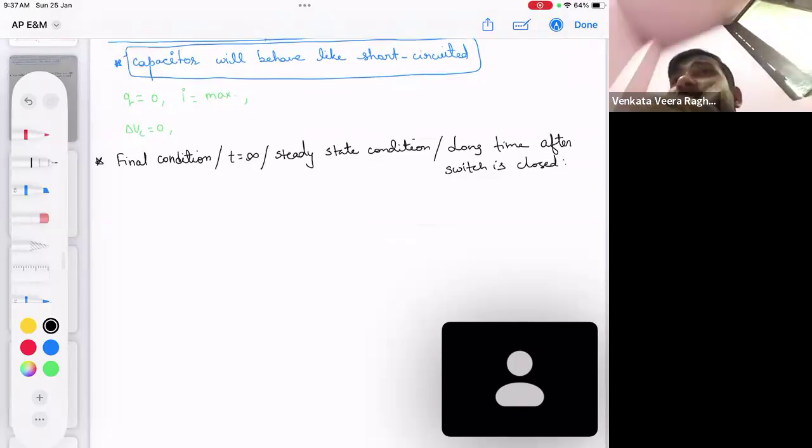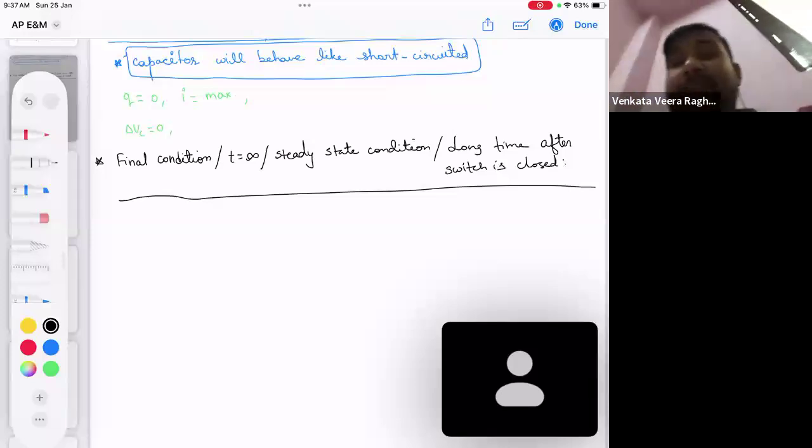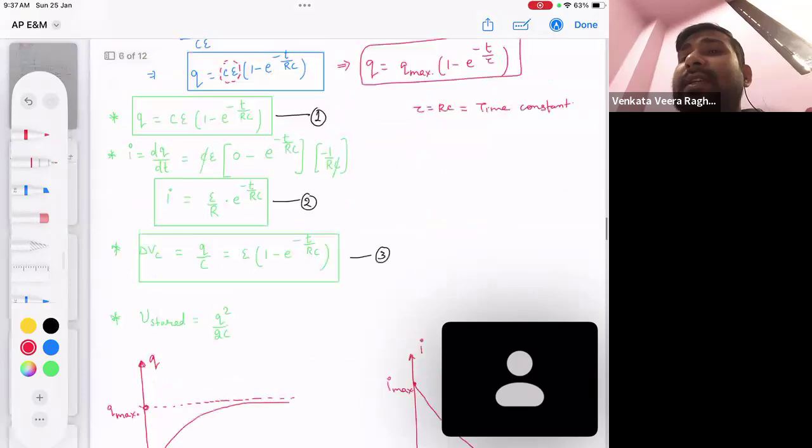It means you are allowing the capacitor to get fully charged. Okay. So that is called the final condition. Or sometimes in the question they will write draw the circuit and find everything at t equal to infinity. Or sometimes they will say in the steady state condition, tell me what is going to be the current, everything. Okay. So now tell me how the capacitor will behave at t equal to infinity. Is there any current in the circuit at t equal to infinity?